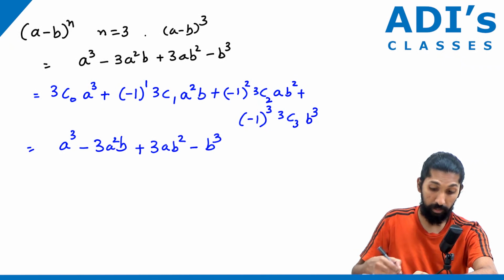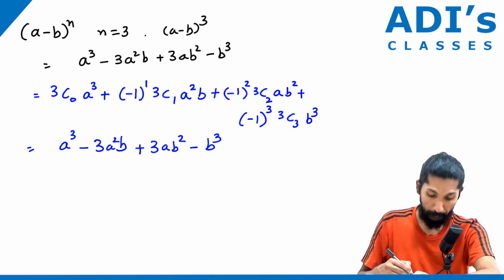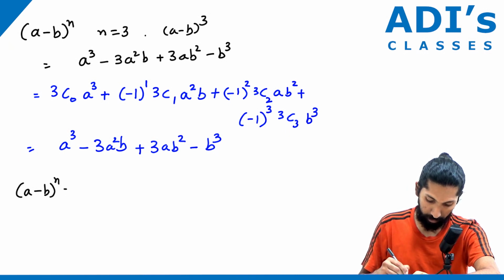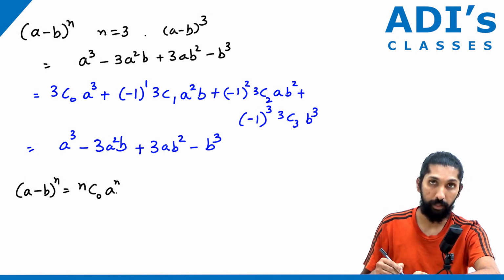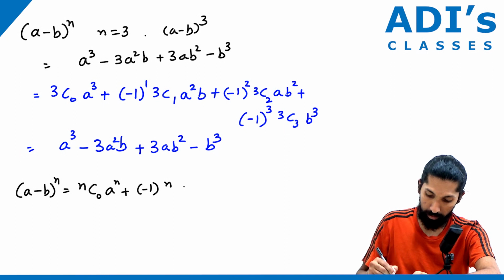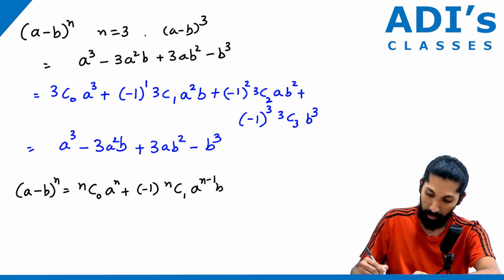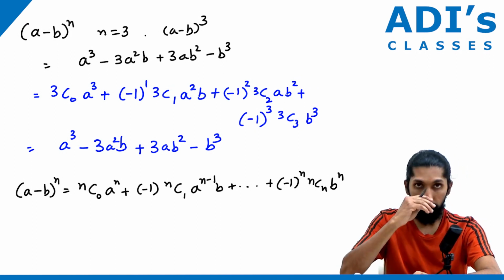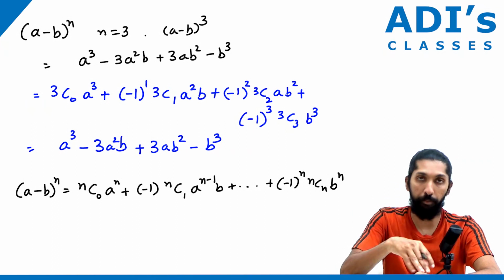That means (a minus b) whole power n can be written as nc0 a power n, correct, plus minus 1 nc1 a power n minus 1 into b, and so on and so forth till (minus 1) power n ncn b to the power of n. This is another general observation that we can make.